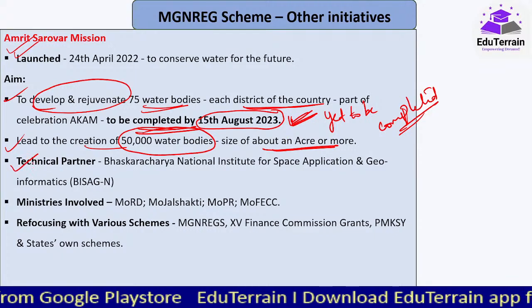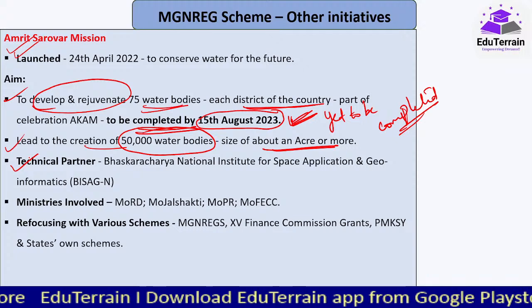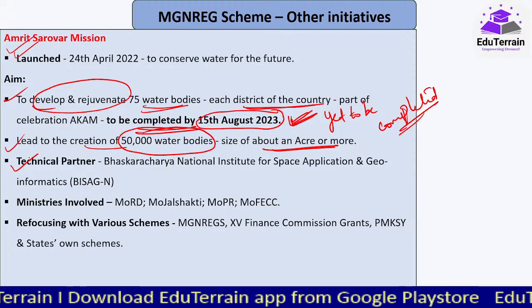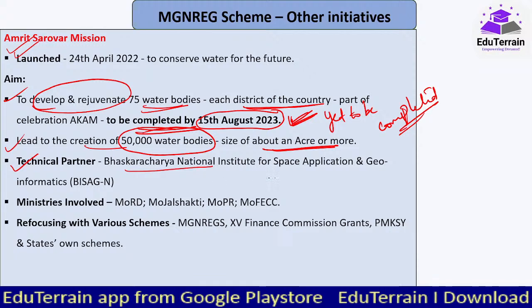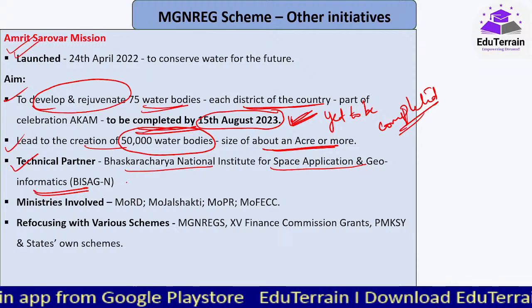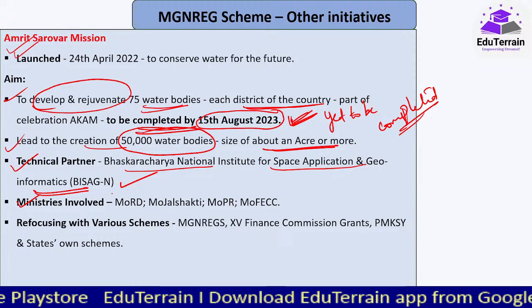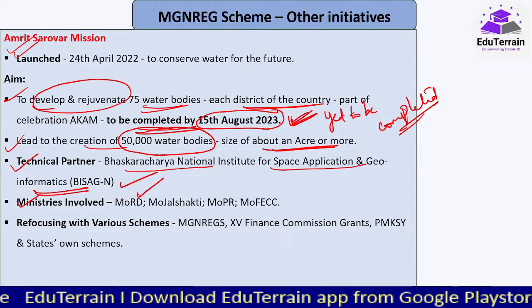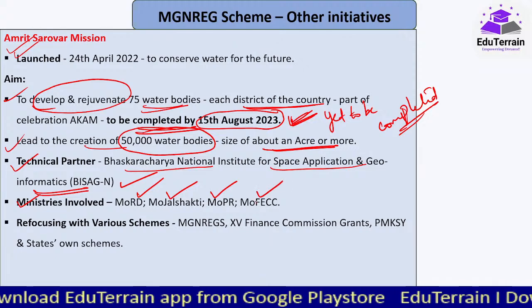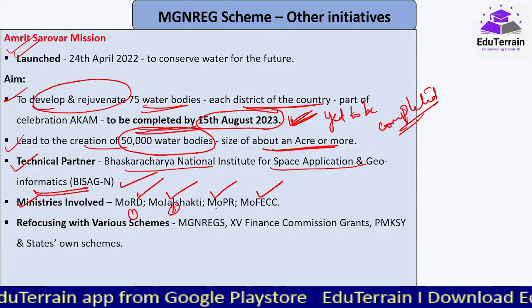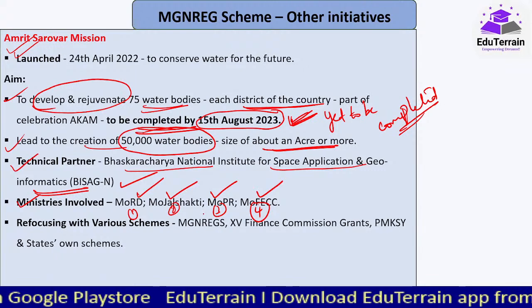Now the technical partner behind this program, that is monitoring जो कहाँ कहाँ है, because these are done pan India, जगह जगह पे होता है, so they have to be captured, geo tagged or remote sensing के through. They have to understand that all it is being done by the Bhaskaracharya National Institute for Space Application and Geoinformatics, that is BISAG-N. Ministries who are involved in this particular program, obviously MGNREGA scheme है तो Ministry of Rural Development तो रहेगा ही, Ministry of Jal Shakti भी है, Ministry of Panchayati Raj भी है, Ministry of Forest, Environment and Climate Change. So these are the 4 ministries who are involved directly under the Amrit Sarovar mission under MGNREGA scheme.